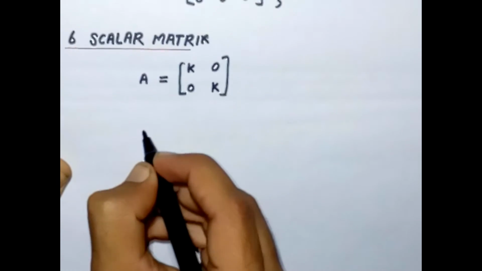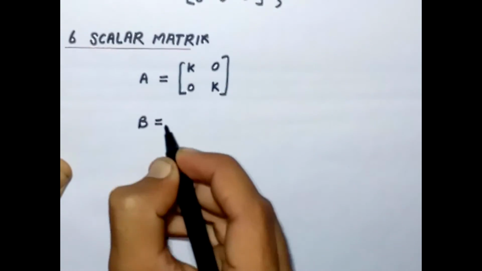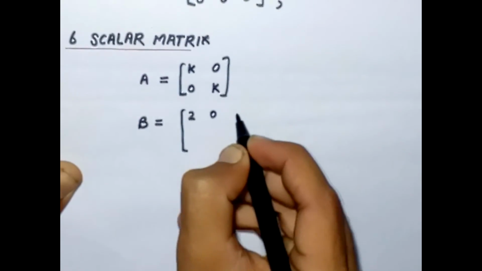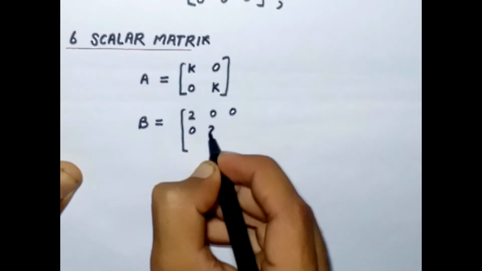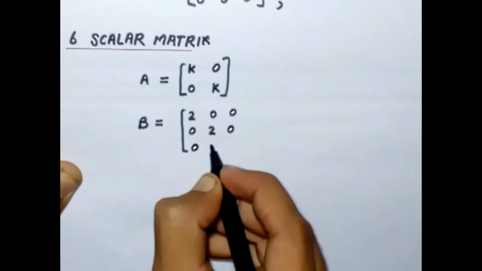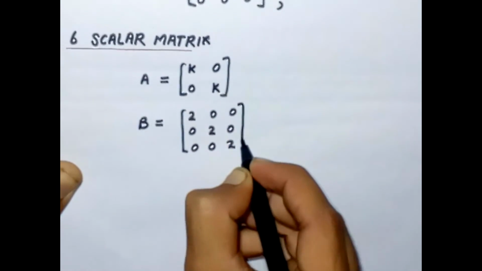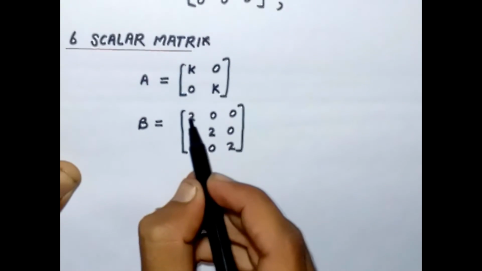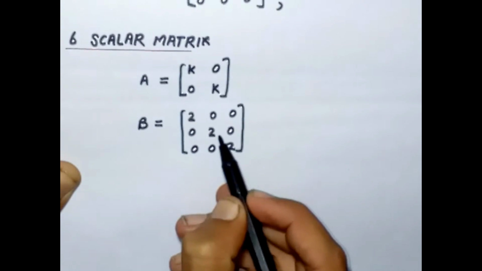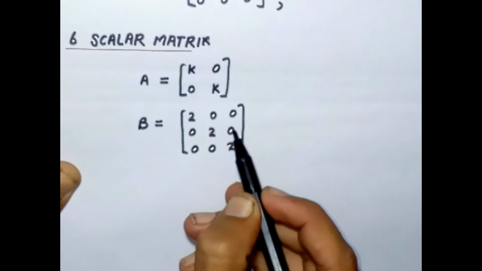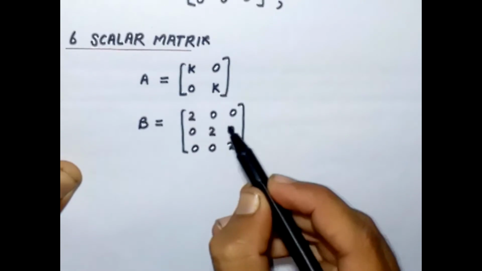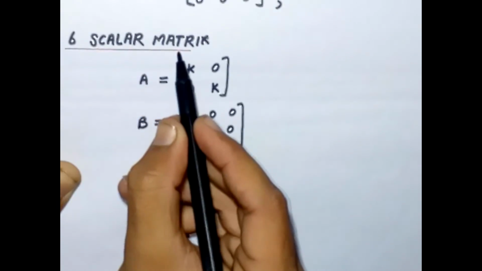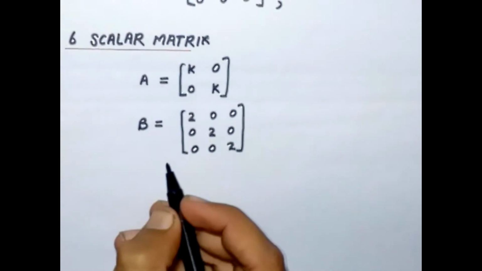For example, B is equal to 2 0 0, 0 2 0, 0 0 2. This is a scalar matrix. First of all, it is a diagonal matrix because all the elements below and above the main diagonal are 0, and the main diagonal elements are equal, therefore it is a scalar matrix.